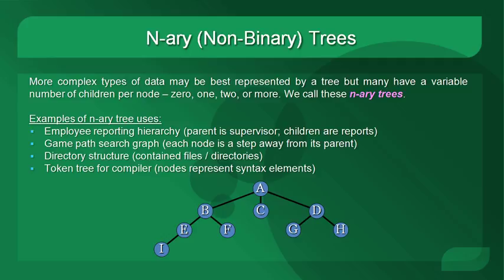An N-ary tree can also be used in a directory structure, where the number of files can vary per directory. And also, an N-ary tree can be used in a token tree for a compiler, where nodes represent syntax elements. There are 2 types of traversals, depth first and breadth first. Let's start with the depth first.